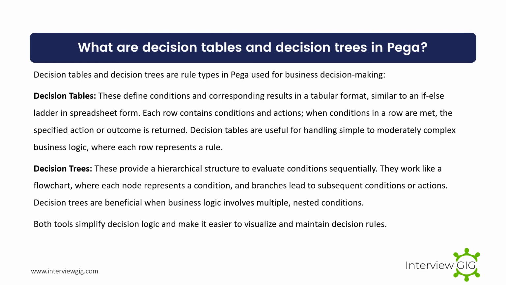Decision tables are useful for handling simple to moderately complex business logic, where each row represents a rule. Decision trees. These provide a hierarchical structure to evaluate conditions sequentially. They work like a flowchart, where each node represents a condition, and branches lead to subsequent conditions or actions. Decision trees are beneficial when business logic involves multiple, nested conditions. Both tools simplify decision logic and make it easier to visualize and maintain decision rules.